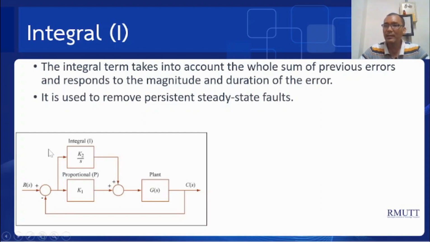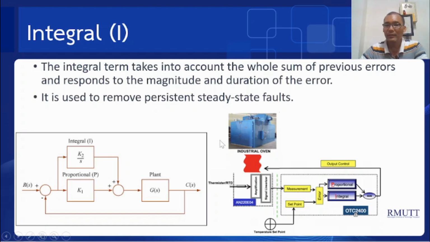Here the block diagram of the integral and proportional, and here the set point, and then this is the proportional and integral controller, and then this is the plan, output, and the feedback here. So let's say we have the oven, industrial oven.